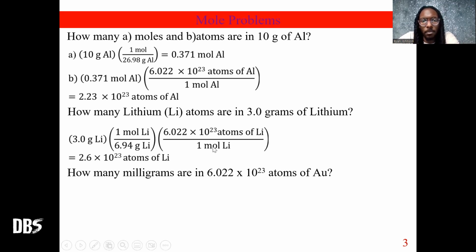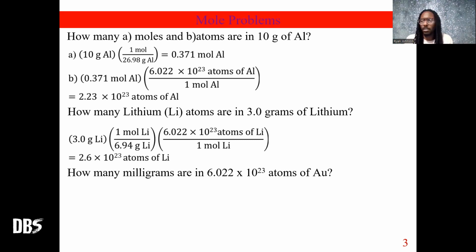So guess what happens? I'm going to set up my conversion factor to cancel out my moles of lithium, atoms of lithium on top. And guess what happens to all my old units? They cancel out. All right. The same thing with dimensional analysis. We're just canceling the units out as we go. Cancel, cancel. Now we do our math.